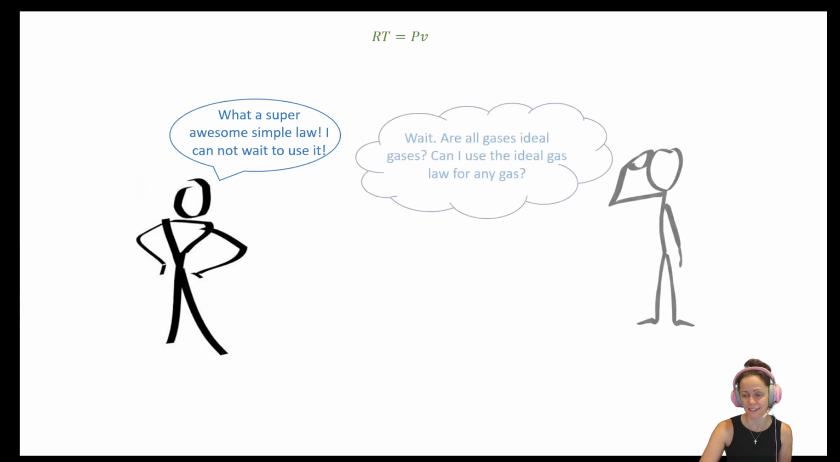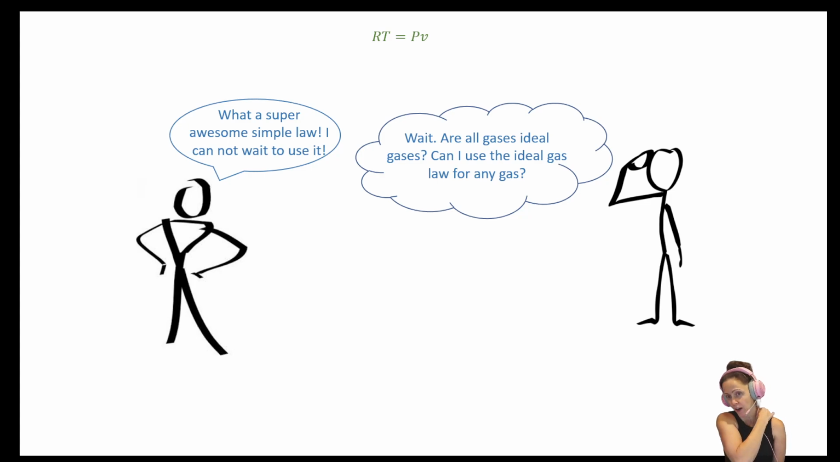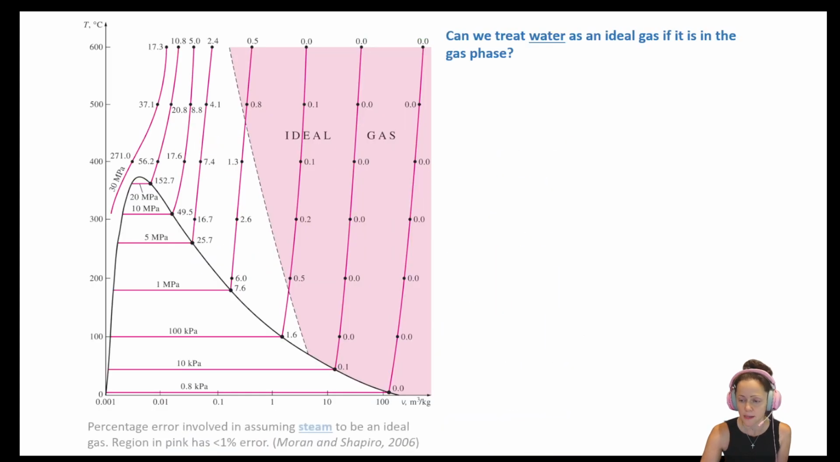So perfect. Hope we can use it. And honestly, probably most of the time you can. Things like air, 99% of the time you're going to be able to assume it's an ideal gas. But you do need to be cognizant of the fact that not all gases exist as ideal gases or should be modeled as ideal gases. And so we have a few rules that we can use.